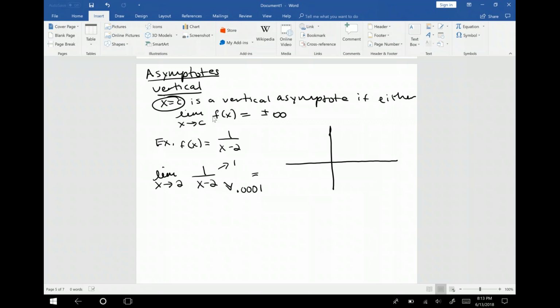The denominator is close to 0. No, it's a really big number. Exactly. It's a really big number. Infinity. It seems weird, right?